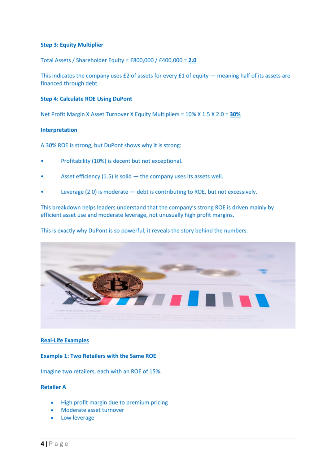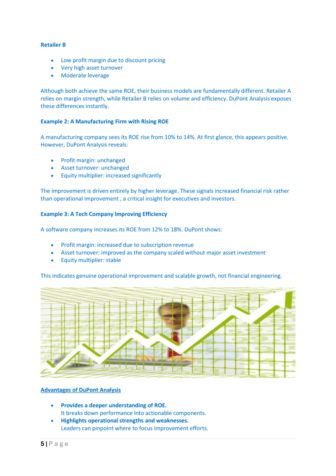For example, consider two retailers both with a 15% ROE. Retailer A has a high profit margin due to premium pricing, moderate asset turnover, and low leverage, illustrating how different factors can combine to produce similar overall returns. Retailer B operates with a low profit margin due to discount pricing but compensates with very high asset turnover and moderate leverage. Even though Retailer A and Retailer B have the same ROE, their business models differ fundamentally. Retailer A depends on strong margins, while Retailer B focuses on volume and efficiency, which the DuPont analysis clearly reveals.